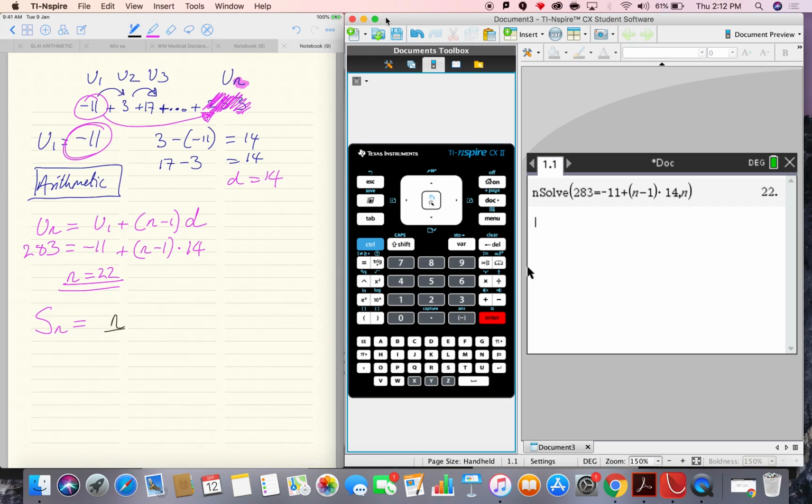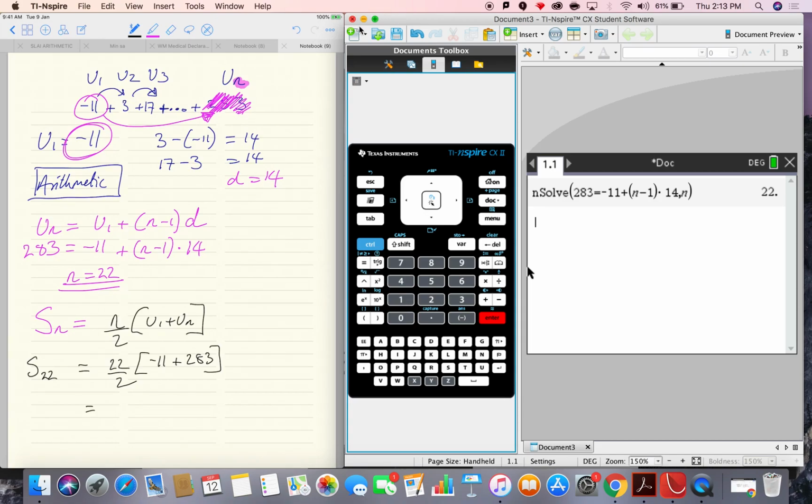Actually, I'll change. n over 2, u of 1 plus u of n. Quite like that. So n over 2 is 22 over 2, and the first term is negative 11, and the last term, or the 22nd term, that's u22, the 22nd term is 283. And this time I can put s of 22. So I've replaced n with 22 everywhere I see it. So s of 22, the sum of the first 22 terms.